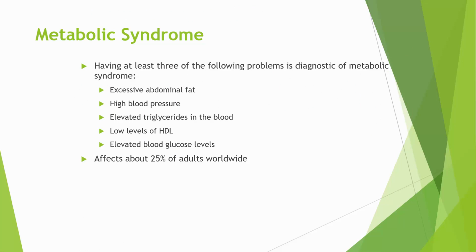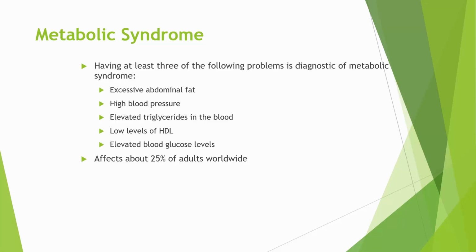One other thing to look at is called metabolic syndrome, and metabolic syndrome occurs when someone has at least 3 of the following things: excessive abdominal fat, which can be measured a couple of ways, such as waist circumference, high blood pressure, high triglycerides, low HDL, or high blood sugar. If someone has at least 3 of those, then we consider them to be at much higher risk for developing some cardiovascular disease or stroke in the near future. This affects about 25% of adults worldwide.